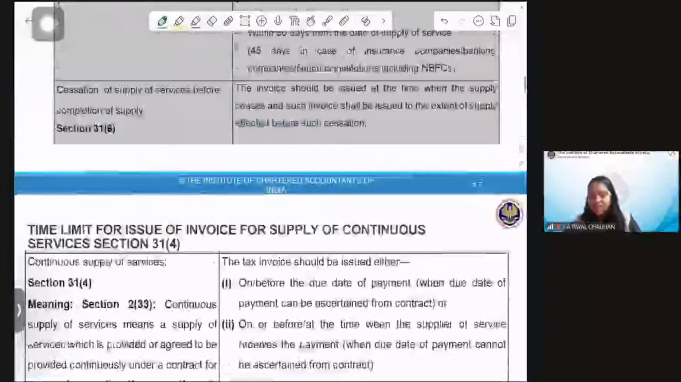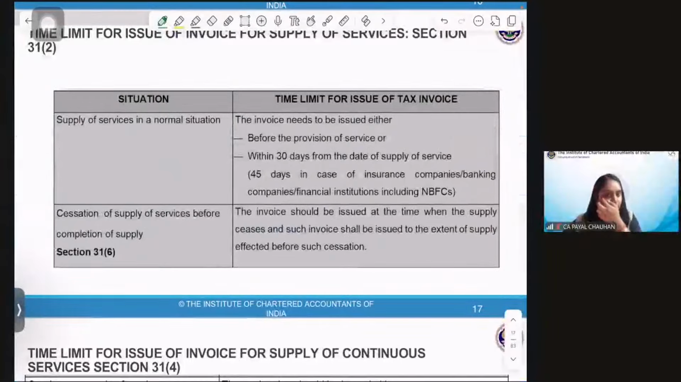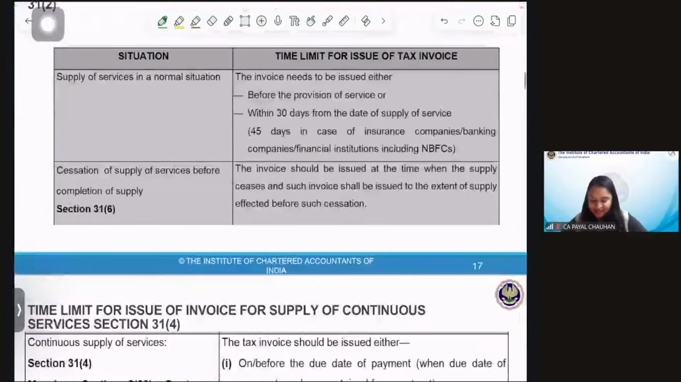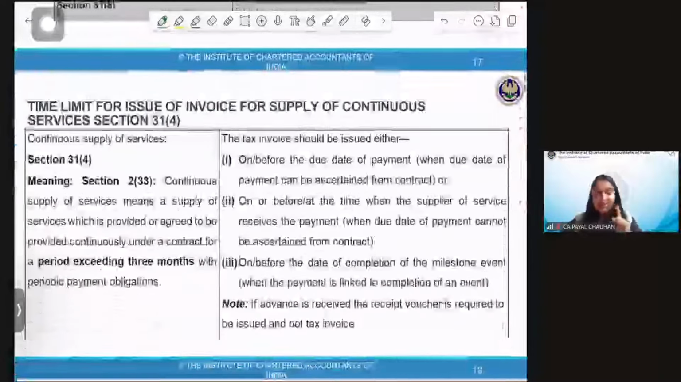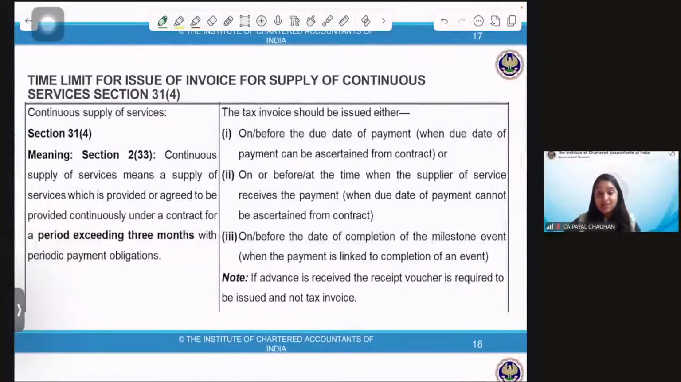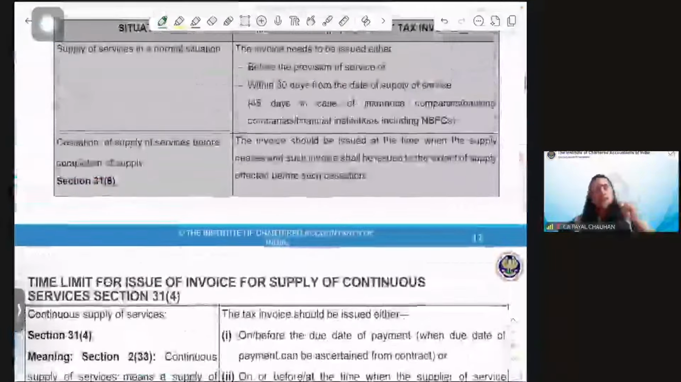Continuous supply of service. In continuous supply of service, the supply shall be of 3 months. True or false? Minimum 3 months. True or false? It's true. I think it was exceeding. Remember, I told you yesterday also, it has to be more than 3 months. Okay, perfect. Now, next question.